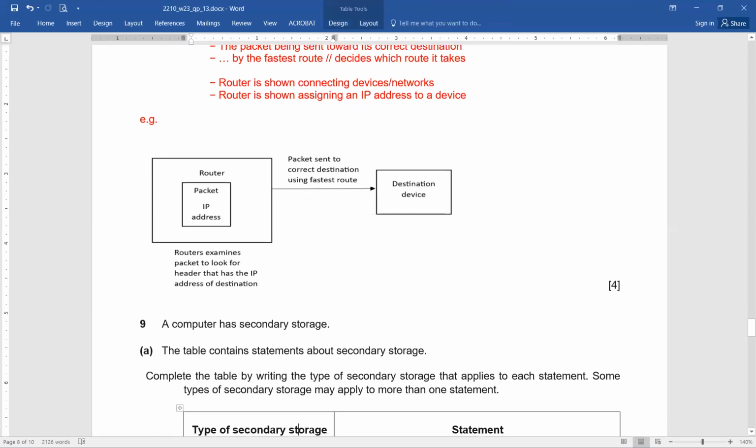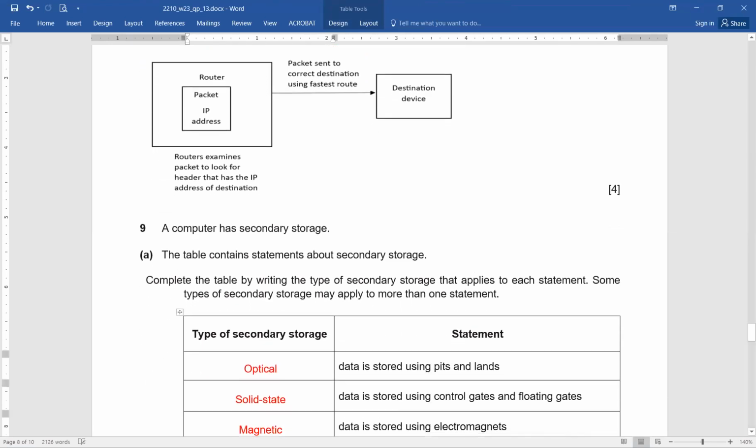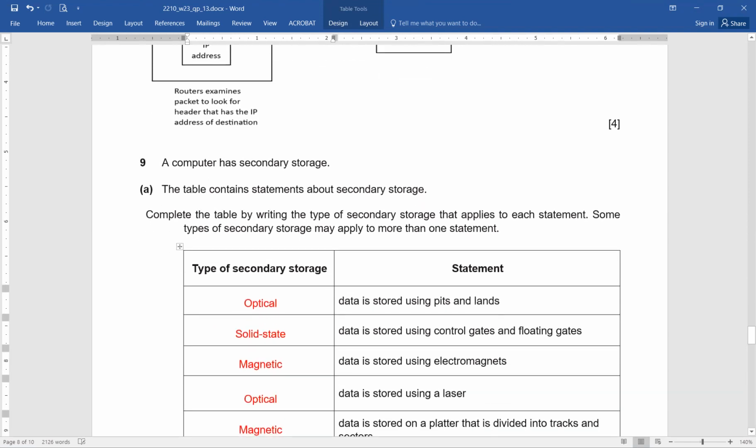Okay, that's wonderful. A company has secondary storage. The table contains statements about secondary storage. Complete the table by writing the type of secondary storage that applies to each statement. Some types of secondary storage may apply to more than one statement. For this, you need to first of all recall the secondary storage devices that you have studied, not the primary at all. Right now, they are not concentrating on primary. So I suggest that you write on one side all the secondary storage that you know, and then from there you can start answering.